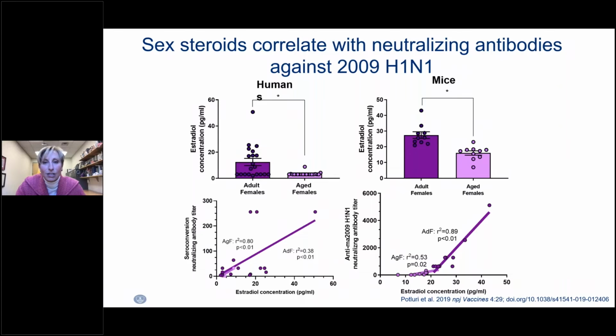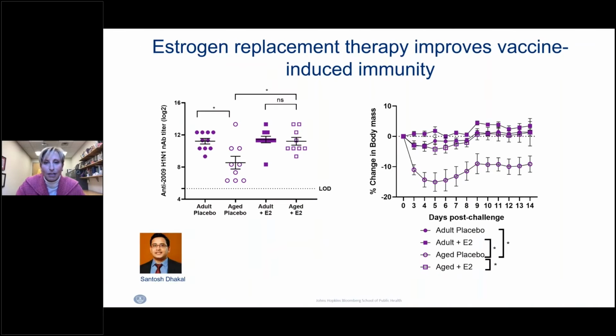If we look at the association of estradiol concentrations with neutralizing antibody responses, both in humans and in mice, against the 2009 H1N1, we see a positive association both among aged females, abbreviated AGF, as well as adult females, abbreviated ADF, in which females with greater circulating concentrations of estradiol have greater neutralizing antibody responses.